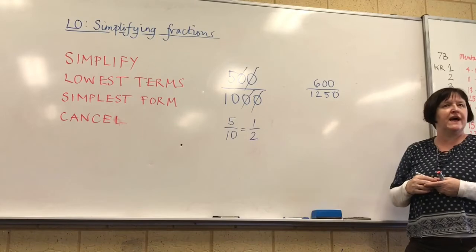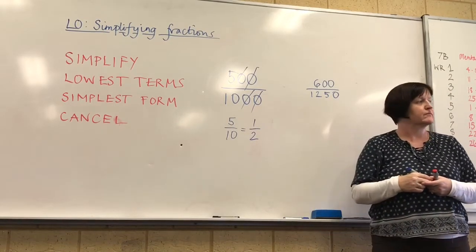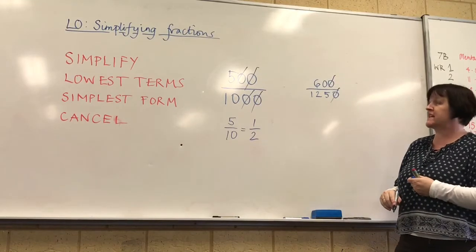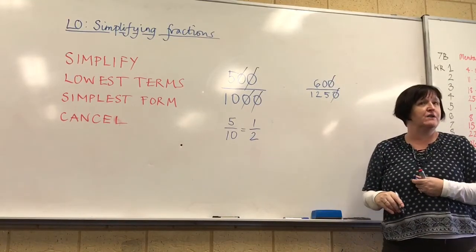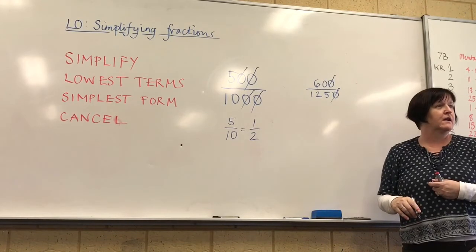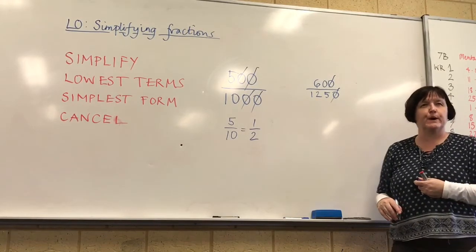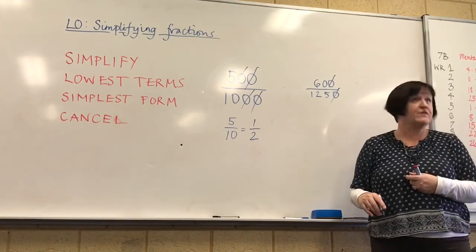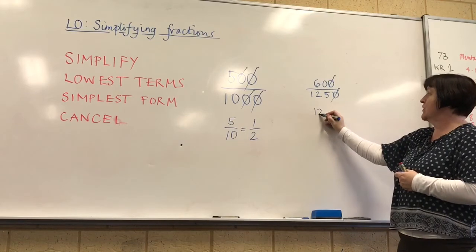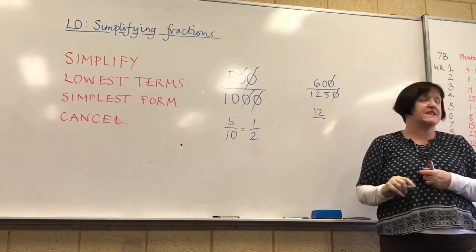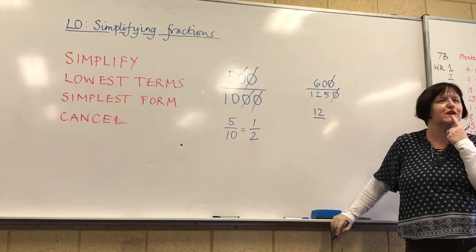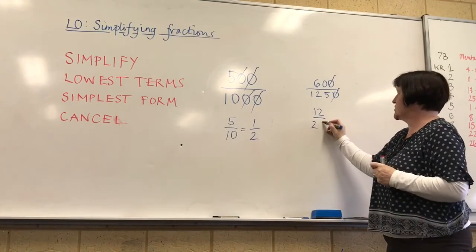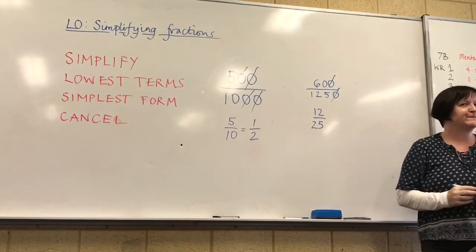What could I do then? Yeah, cut off one of the zeros. So now we're left with 60 over 125. What can I do then? What do they both divide by? They do, yes. So there are 12 5s in 60. How many 5s are there in 125 though? 25, that's right. So 12 over 25. Okay?